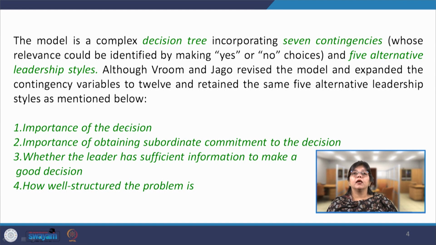taken; importance of obtaining subordinate commitment to the decision. Maybe every employee or subordinate will not be committed to the decision. So, that has to be decided, that who will be more committed if a particular decision has been taken in a different situation. Whether the leader has sufficient information to make a good decision.